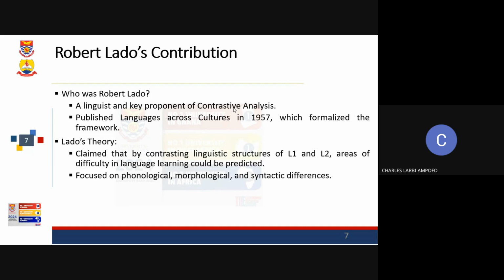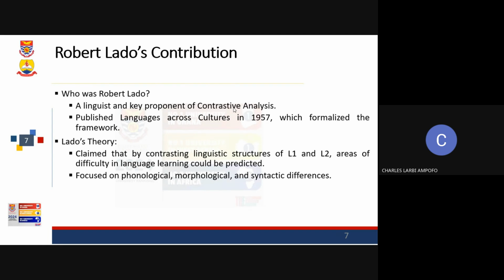Is anyone who wants to talk? Okay, shall we proceed? Okay, so his idea was that we needed to focus on the phonological and the morphological and also the syntactic differences between the two languages.